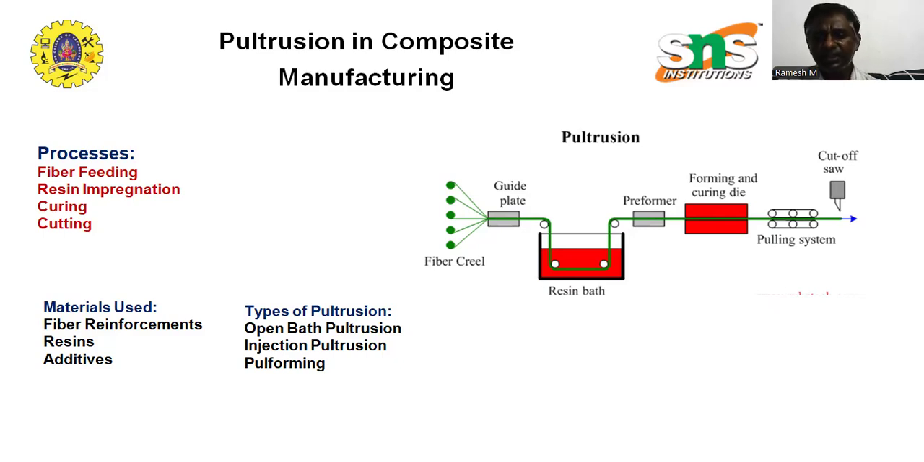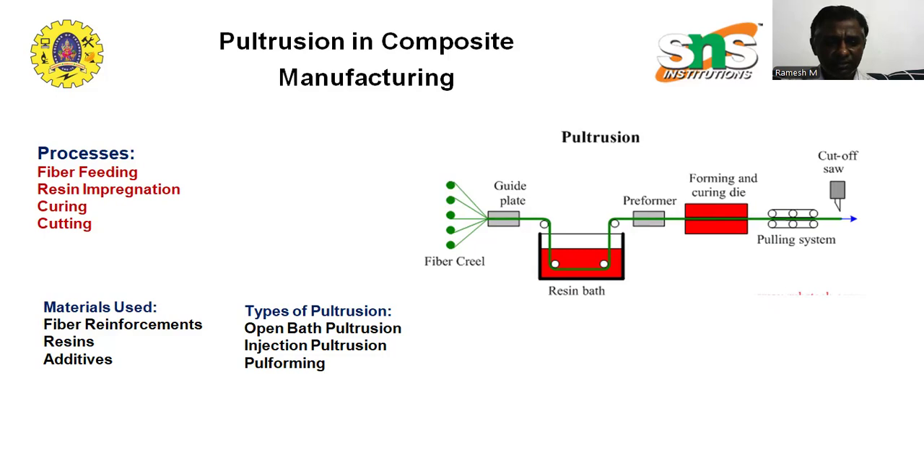molding. Then the advantages of pultrusion are a high strength to weight ratio, continuous production, low labor cost, dimensional stability, corrosion resistance, and design flexibility. So these are the advantages of pultrusion. As for the limitations of pultrusion, one is that it is limited to constant cross sections, the initial die cost is high, and it is not ideal for complex geometries.